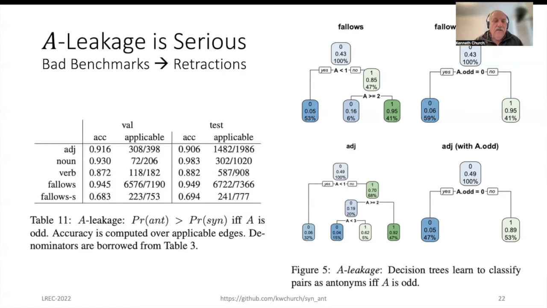Now, here in table 11, we show that the leakage is actually quite serious, that you can get 90-some% in many of these cases, at least over applicable edges. Edges are applicable if there's a path in the training set. And from the previous slides, we know that there are paths in many cases. So this is really quite a concern, and results that are based on bad benchmarks perhaps should be retracted.